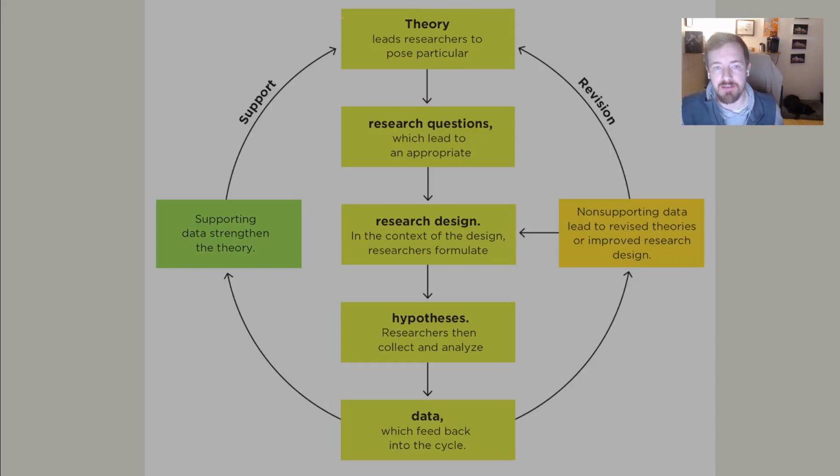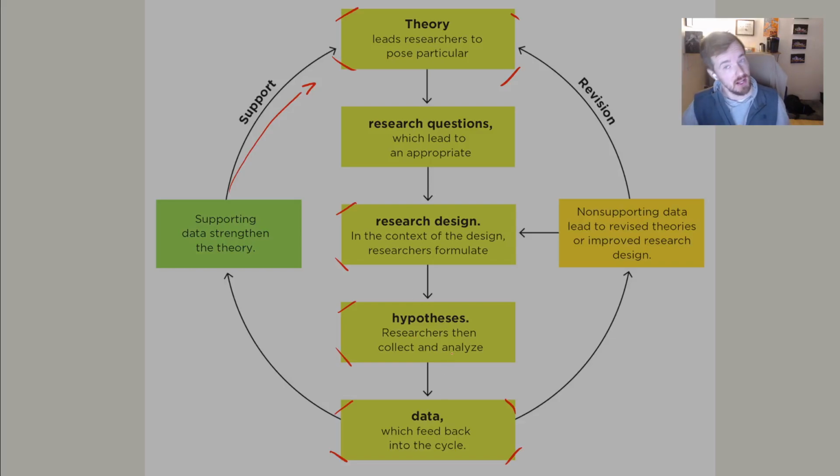So the first that we have here is the theory that leads to a research question, which leads to a research design, which leads to a hypothesis, which leads to your data. When you get to your data, then you have two choices. If your data confirm what you predicted, then awesome. That goes back over to the theory, and you can continue to refine your theory so that it is as strong as possible and as comprehensive as possible.